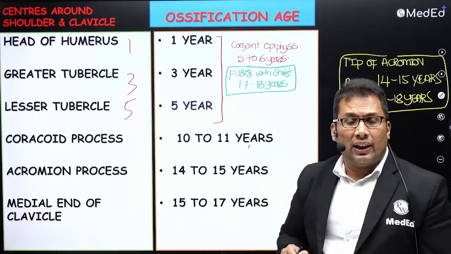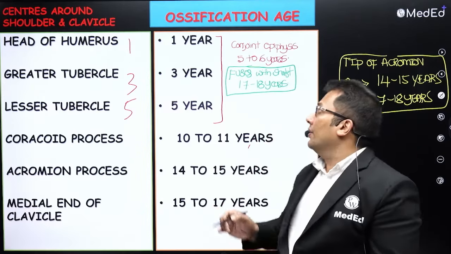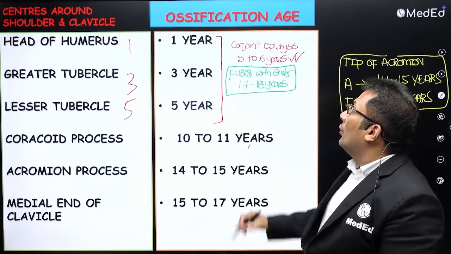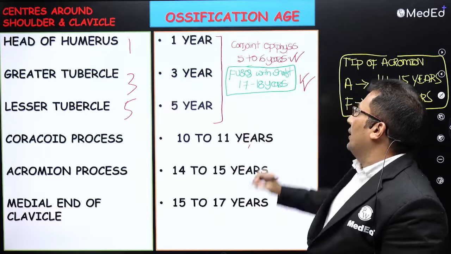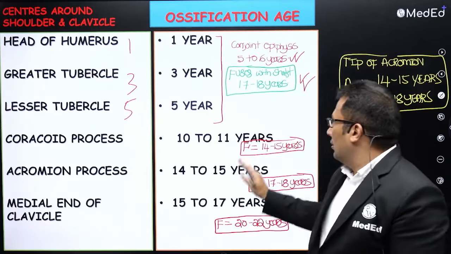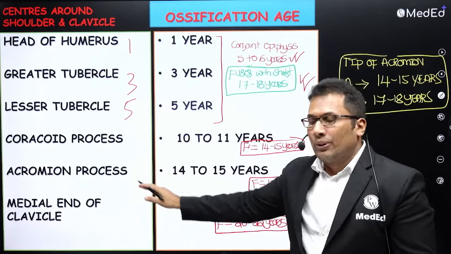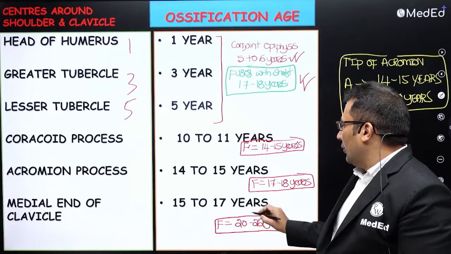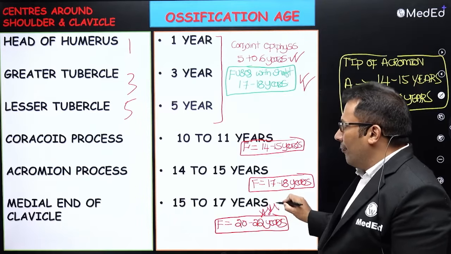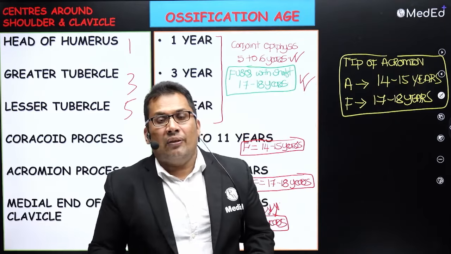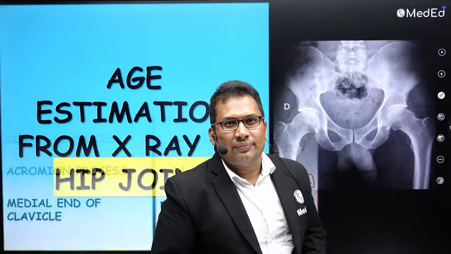And the fusion and the formation of conjoined epiphysis. Conjoined epiphysis, upper end 5 to 6 years. Fuses with the shaft in 17 to 18 years. And again, coracoid process fusion 14, 15. Acromion process 17, 18. Medial end of clavicle 20, 22. This is asked in your exam. Sometimes if you answer this type of question, medial end of clavicle and all, you'll get a distinction mark.